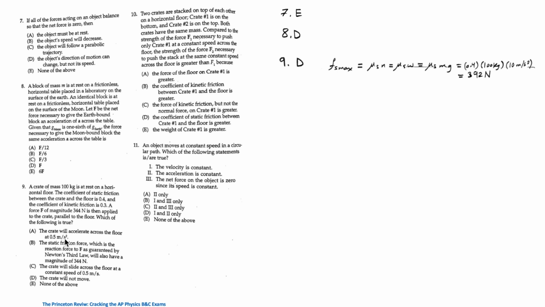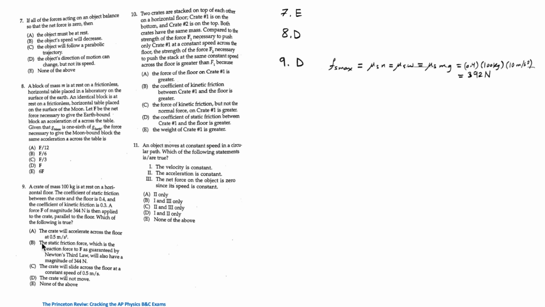So let's check if the crate would move, that is, if the applied force is greater than the maximum static frictional force. The maximum static frictional force is equal to mu s N, which is equal to mu s W, because the normal force is equal to the weight, because the net force along the y direction is 0. And this gives the maximum static frictional force 392 newtons. So the applied force is less than the maximum frictional force, which means that the crate will not move. So the answer is D.